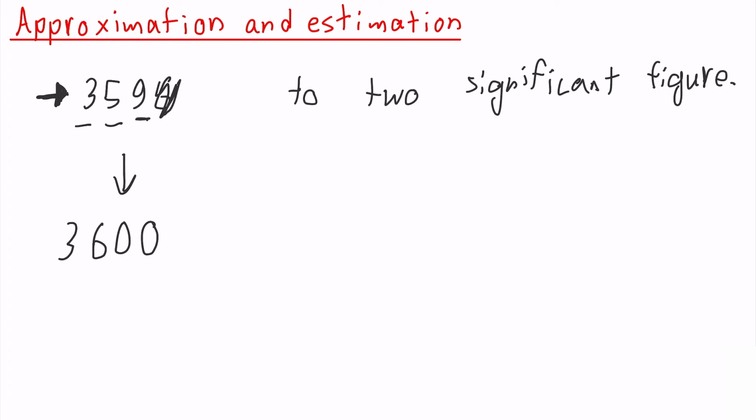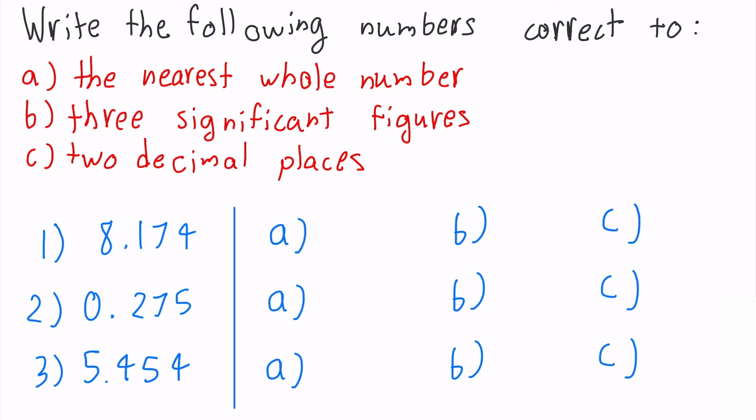Okay, now I'll give you examples for you to do. Here it's asking us to write the following numbers correct to the nearest whole number, 3 significant figures, and 2 decimal places. So for the first one, 8.174. The nearest whole number is 8, and we only care about the number after it. So 1. If 1 is 5 or more, we are going to round 8 to 9, but it's not. So the answer is 8.